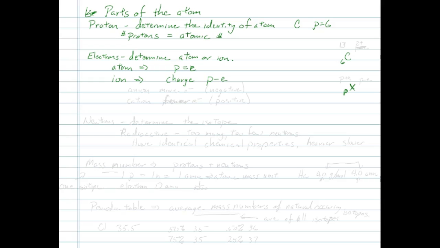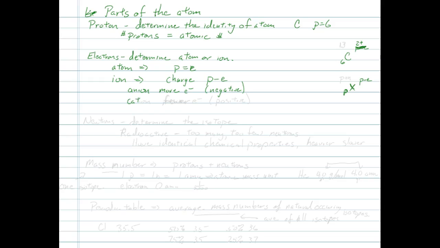If you put the charge in, the charge is up here, P minus E. Down here, P minus E. This is going to be some number, say 2 plus. There are 2 different ways of having ions. You can have an anion, which means you have more electrons, so it's negatively charged.